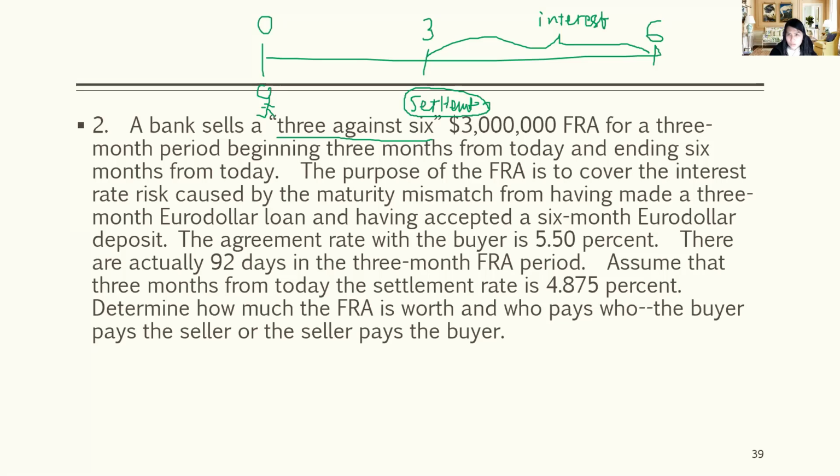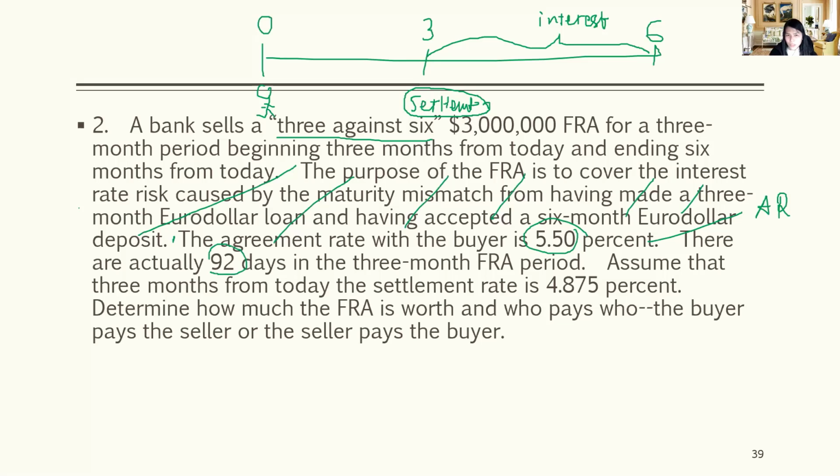The purpose of the FRA is to cover interest rate risk caused by the maturity mismatch from having made a 3-month euro-dollar loan and having accepted deposits. For this question, these sentences are not too important. You can jump straight to this sentence here. The agreement rate is the rate under the FRA. If you think about a forward contract, the agreement rate in the FRA is similar to a forward rate. So this is AR, which is the contractual rate in the FRA.